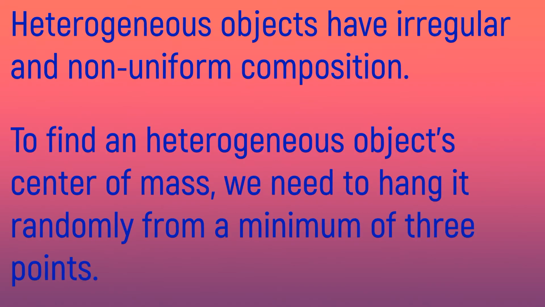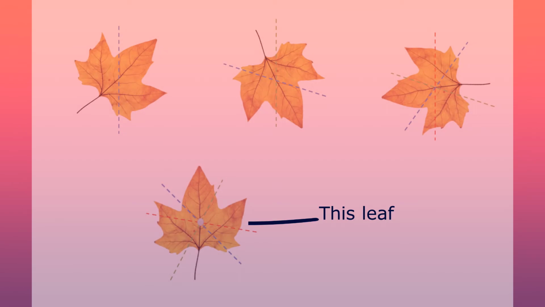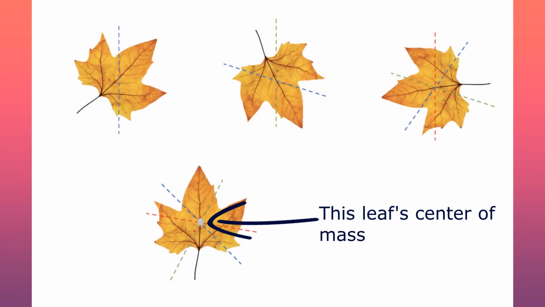Heterogeneous objects have irregular and non-uniform composition. To find a heterogeneous object's center of mass, we need to hang it randomly from a minimum of 3 points. Here, I've taken an example of a leaf to show you how to determine the center of mass.